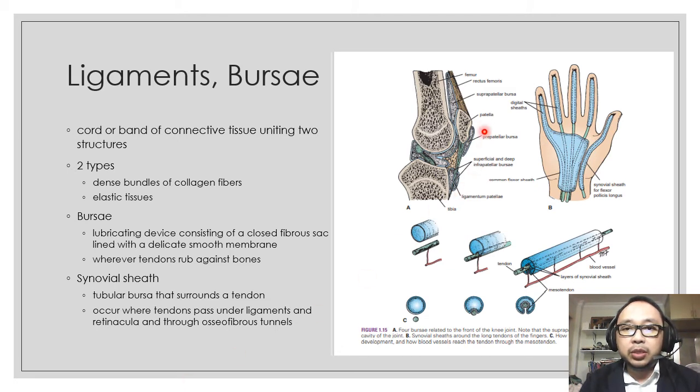In this drawing, you can see it here before the patella, because when you flex and extend your knee, the patella would tend to rub against your femur. So there's a bursa to prevent bone from rubbing against bone.